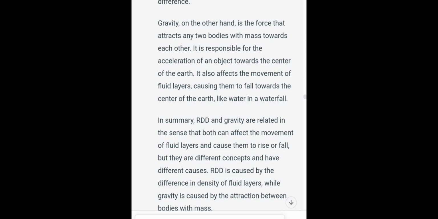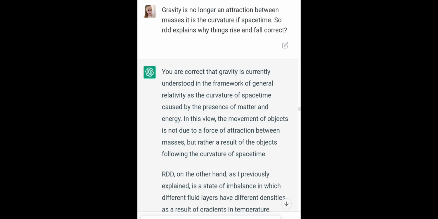in a waterfall. In summary, RDD and gravity are related in the sense that both can affect the movement of fluid layers and cause them to rise or fall, but they are different concepts and have different causes. RDD is caused by the difference in density of fluid layers, while gravity is caused by the attraction between bodies with mass. Gravity is no longer an attraction between masses, it is the curvature of space-time, so RDD explains why things rise and fall, correct?